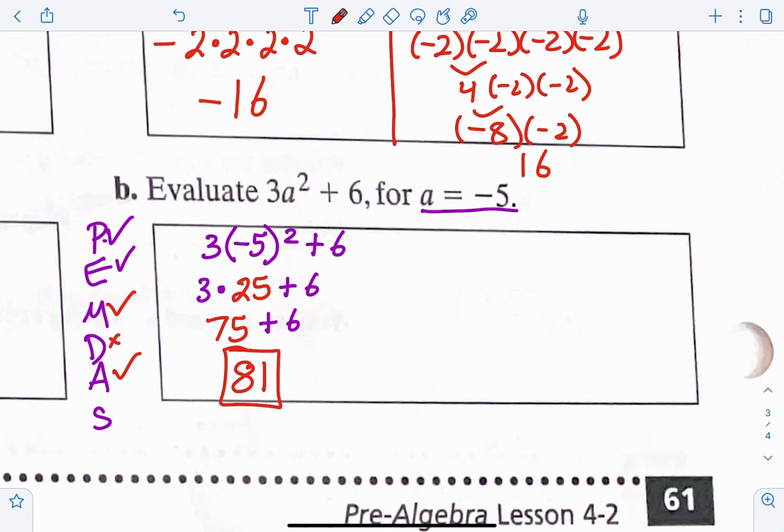All right, nice work, everyone. That was lesson 4-2 on exponents and using the order of operations.